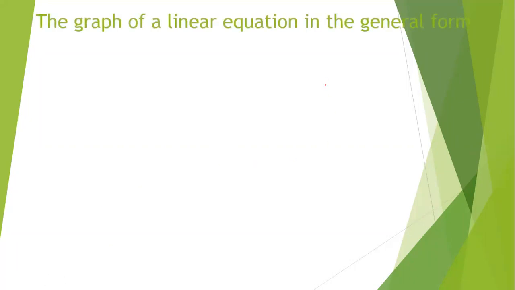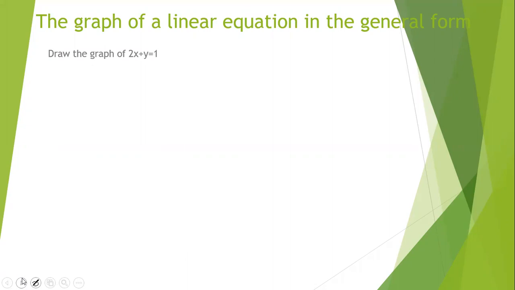Next point. The graph of a linear equation in the general form. Now we are moving to the next concept, the graph of a linear equation in the general form. Draw the graph of 2x plus y equal to 1. Now here they have given us a linear equation and this equation is in the general form. 2x plus y equal to 1. And we have to draw the graph for this.